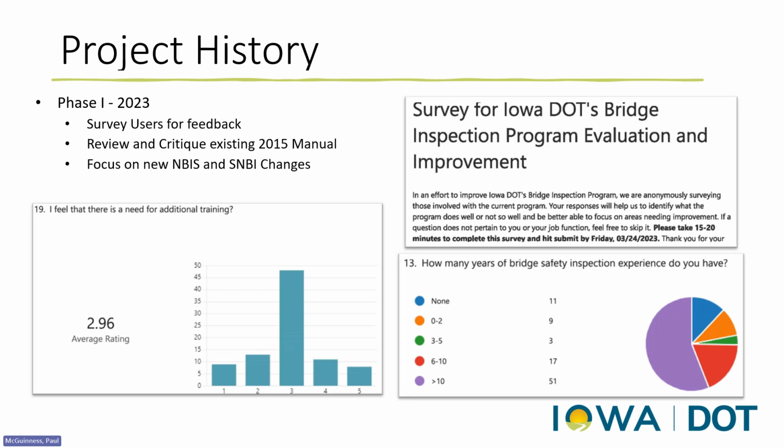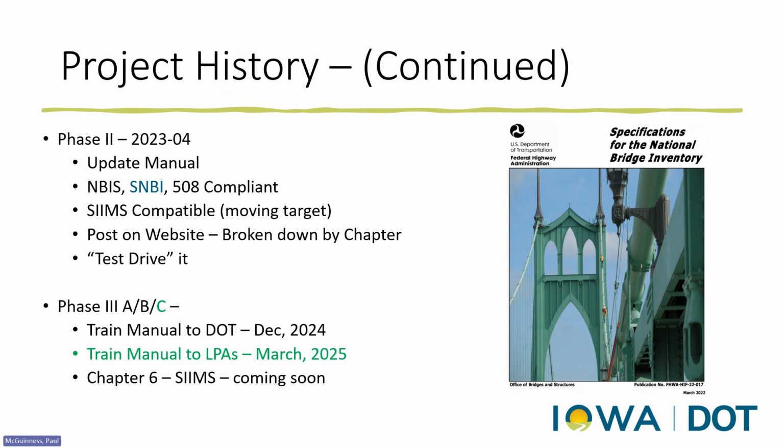We reviewed multiple inspection reports as well that were written by you and state inspectors, and obviously the existing manual cover to cover and flagged areas to be updated per the NBIS. The project history continuing. Phase 2 was then actually updating the manual per NBIS and SNBI. 508 compliant might be a new term to you. That's basically making it accessible to individuals with disabilities, and that is a federal requirement for public manuals.